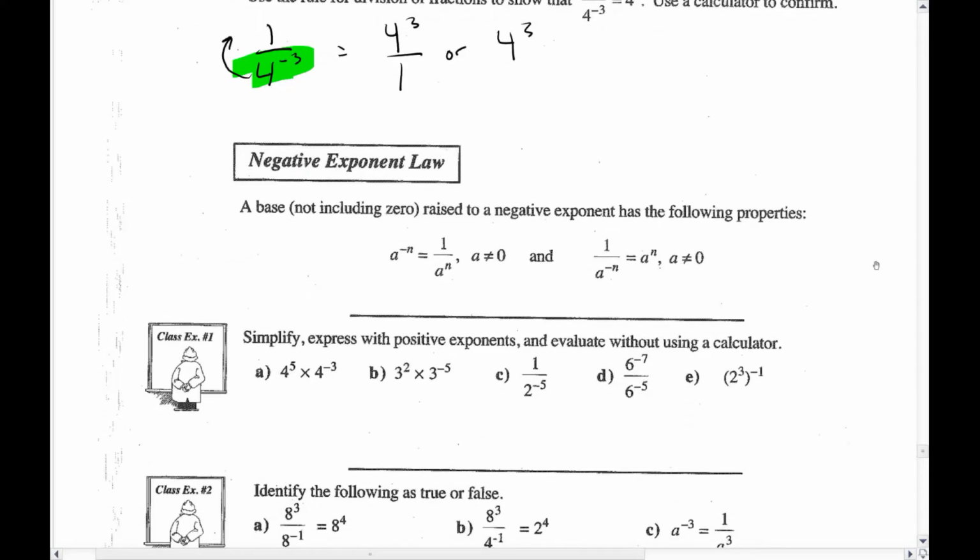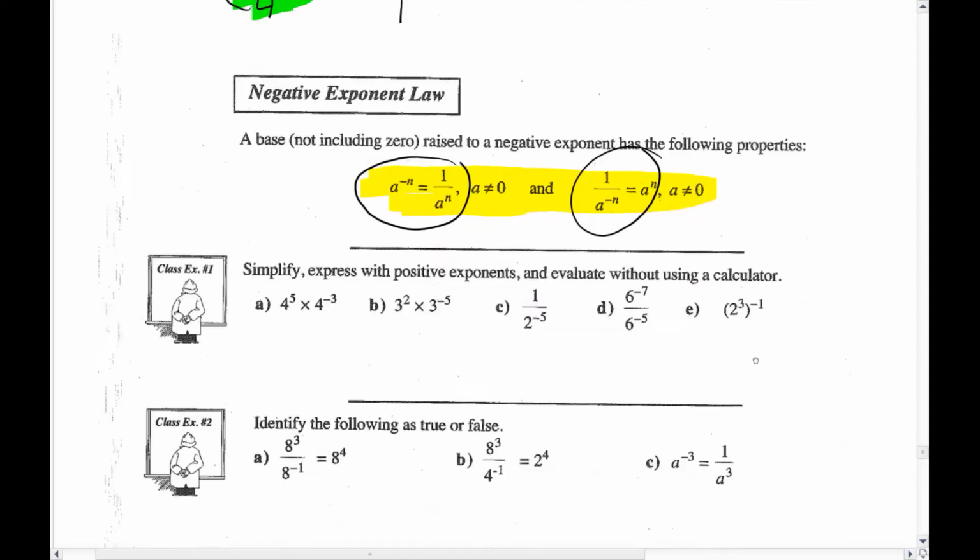So it can be summed up in a nice, neat law here. It's the negative exponent law. So if you have a negative exponent, you just end up flipping it, and it's shown right here and right here. It shows both scenarios, where the negative exponent is in the top of the fraction and one where the negative exponent is in the bottom of the fraction.